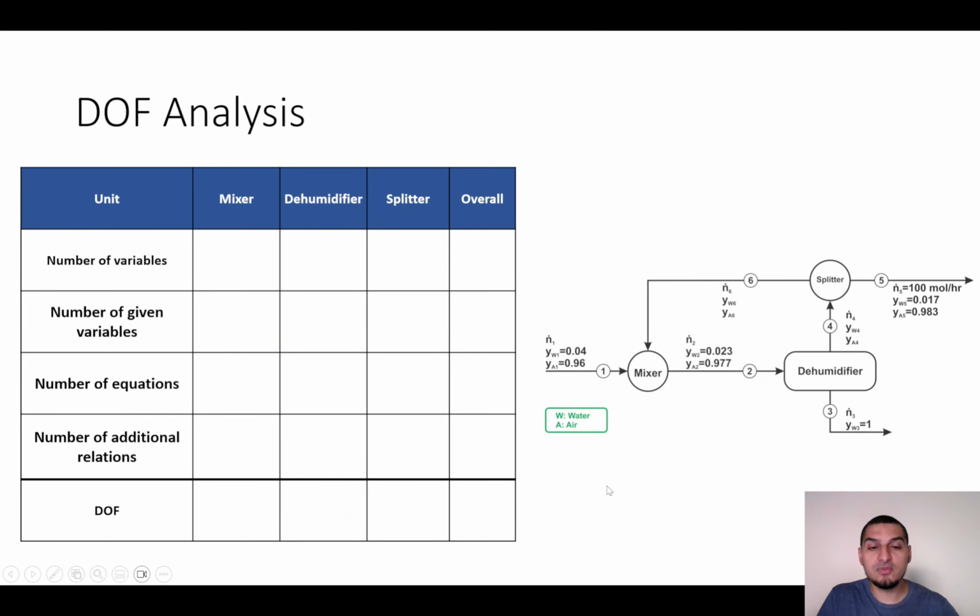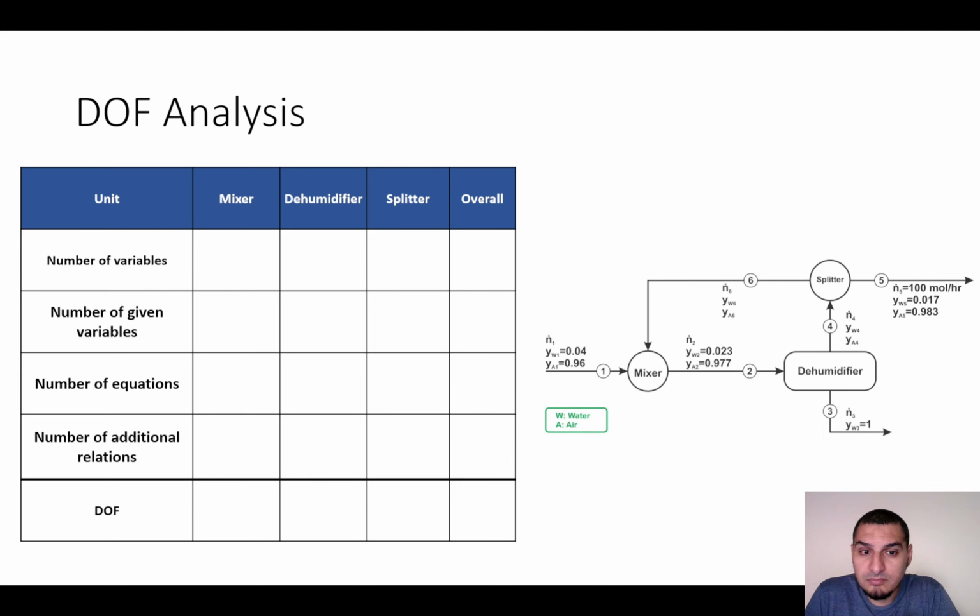So we have to first, after drawing the flow sheet, do the degrees of freedom analysis. And in the degrees of freedom analysis, we can do this for each one of the units and for the overall loop.